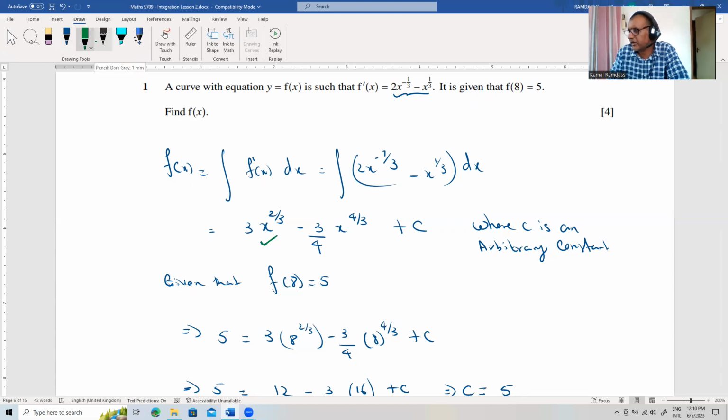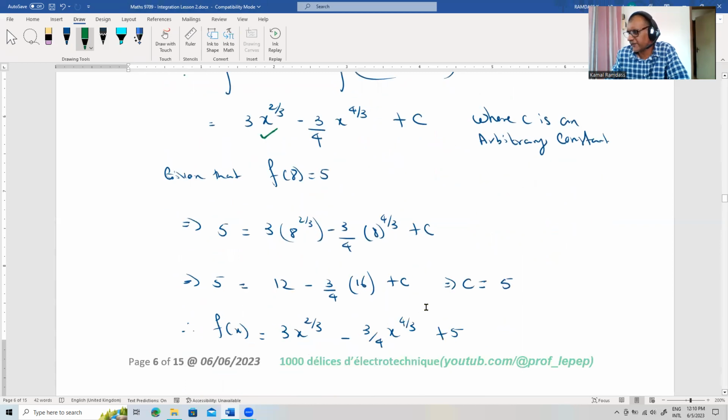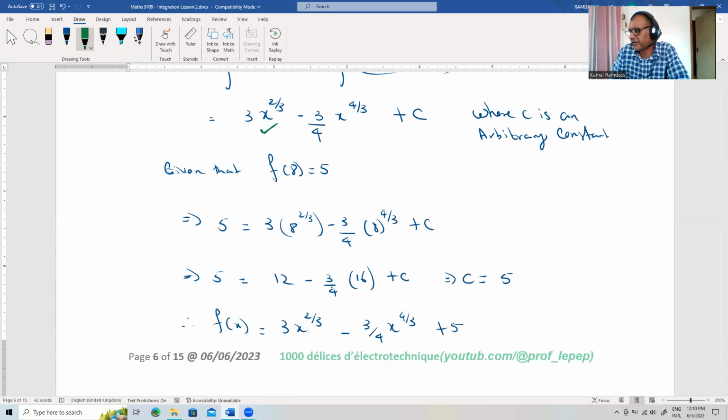Bon, là, nous, in given that f of 8 is equal to 5, ça veut dire, je remplace 5 here, et je remplace 8 pour x. Je gagne 5 is equal to 3 multiplied by 8 to the power of 2/3, minus 3 over 4, 8 to the power of 4/3, plus c. Bon, là, je gagne 5 est égal à 12, moins 3 sur 4 fois 16, plus c. C est égal à 5. Et là, je remplace 5 dans l'expression-là, je gagne equation of curve. F of x is equal to 3x to the power of 2/3 minus 3 over 4 x to the power of 4/3 plus 5.